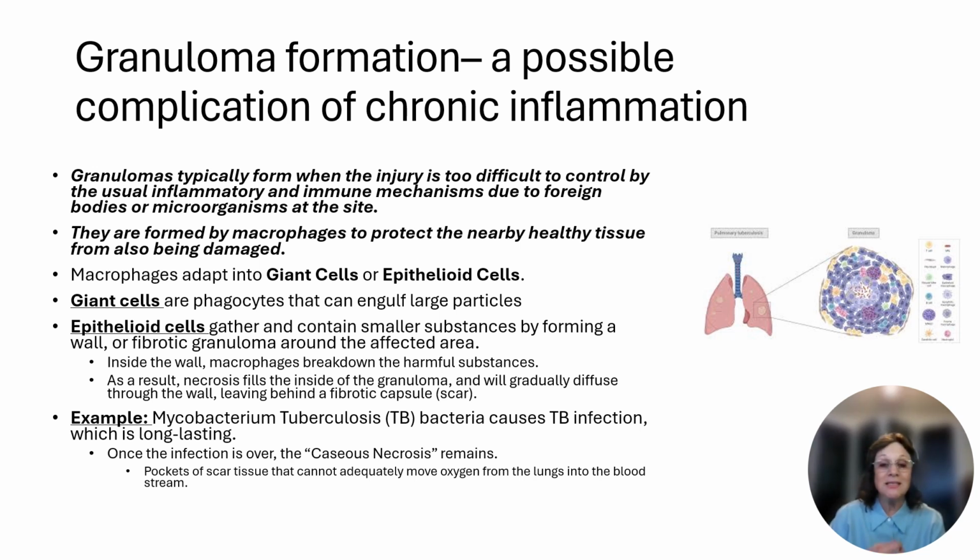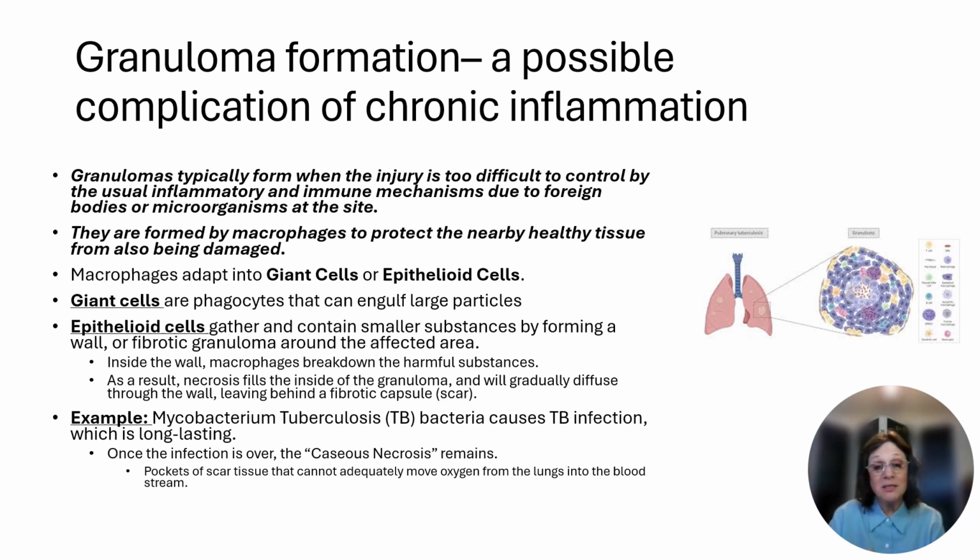So these macrophages adapt into what's known as giant cells or epithelioid cells. And these giant cells are phagocytes that are able to engulf large particles. Epithelioid cells gather and contain smaller substances, and they are going to form a wall, or a fibrotic granuloma, around the affected area. So inside of that wall, the macrophages break down the harmful substance, whether it's a microorganism or whatever, and as a result, necrosis fills the inside of this granuloma, and it gradually diffuses through the cell wall, so it leaves behind kind of a scarred, empty capsule.